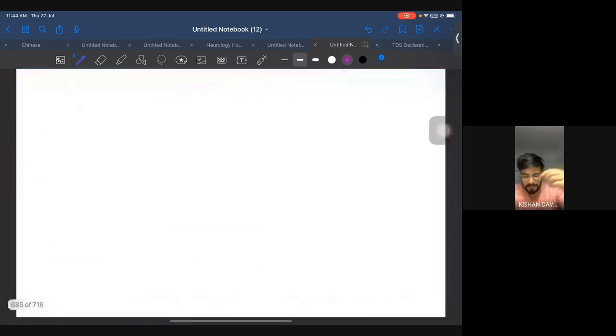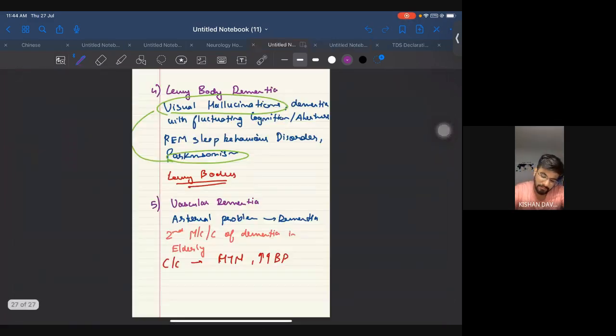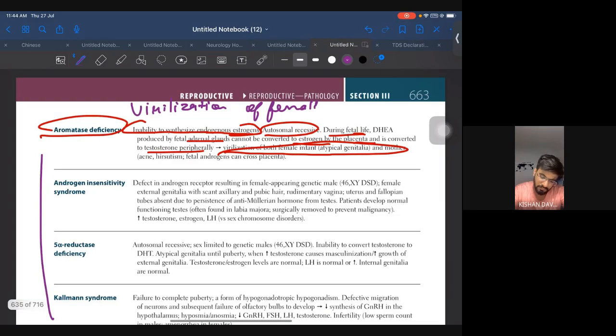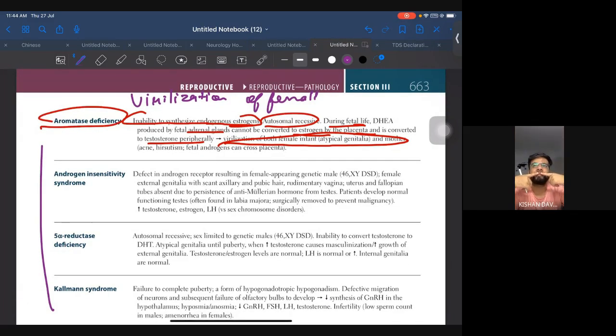Now, what does virilization mean? Virilization means there will be hirsutism. It's like the opposite: internal organs will be of one sex, but the external organs, genitalia, will be of another. Sometimes there will be ambiguous genitalia also, meaning mixed genitals are possible. So if in the question virilization of females is occurring with all these factors, think about aromatase deficiency.